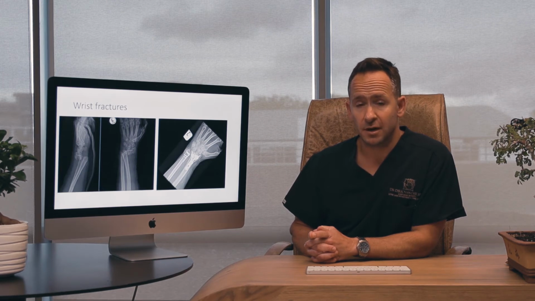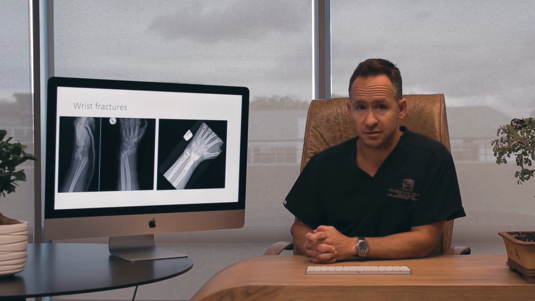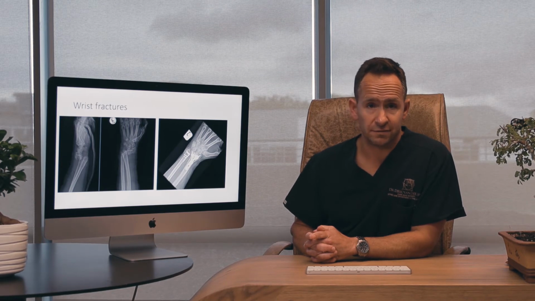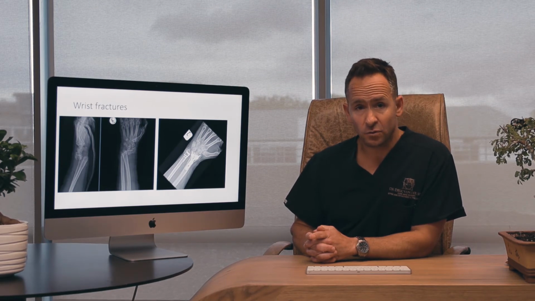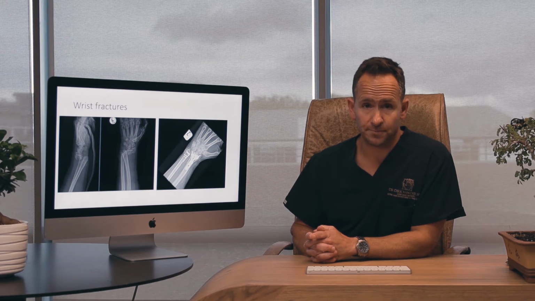There's approximately up to 43% associated ligament injuries with wrist fractures, namely TFCC related injuries creating an unstable distal radial ulnar joint, as well as scapholunate ligament injuries, and therefore the topic is very wide and broad.